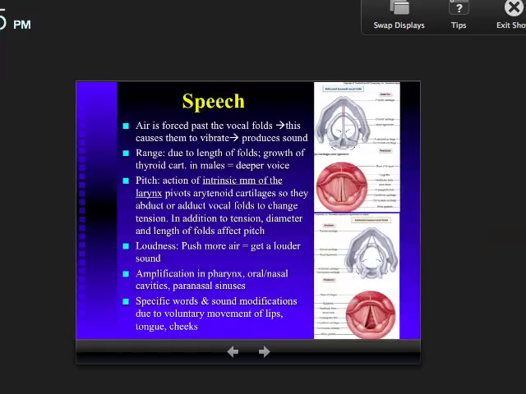The range, meaning whether you have a soprano's voice or a tenor's voice or whatever, is due to the length of those folds and their thickness. In males especially, because the thyroid cartilage is stimulated by testosterone and becomes broader and essentially deeper, that creates folds that are much longer. And so you're going to have a lower voice.